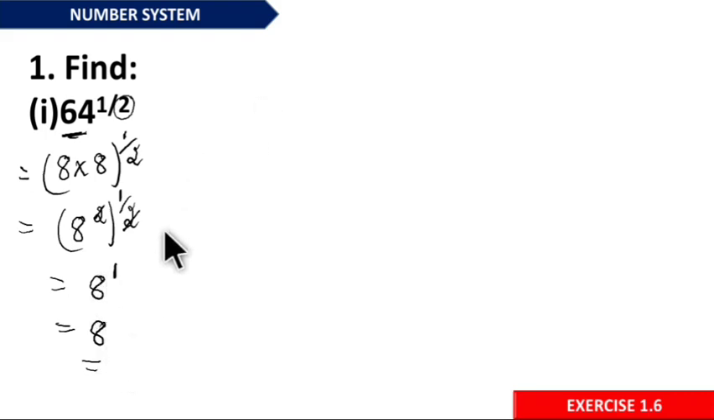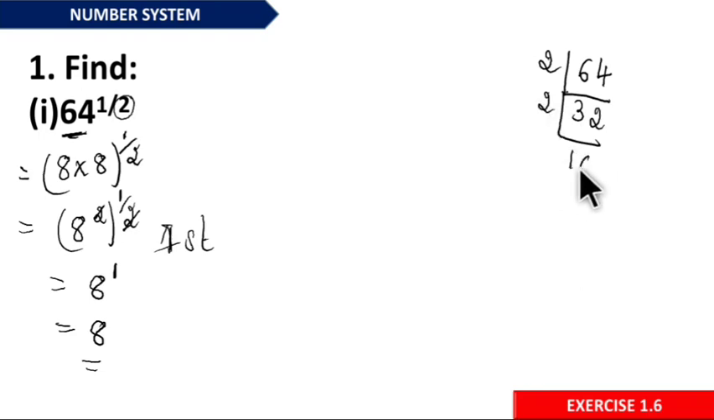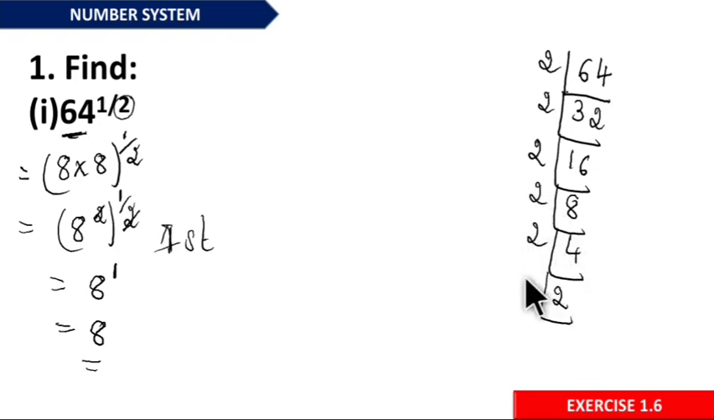This is the first method to solve this one. One more method is there. You have to do the prime factorization of 64. When we divide 64, first we divide by 2 because this is an even number. 2 32s are 64. Again we divide by 2. 2 16s are 32. 2 8s are 16. 2 4s are 8. 2 2s are 4. And 2 1s are 2. So this is the prime factorization of 64.